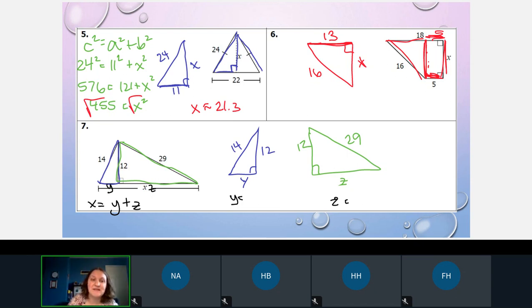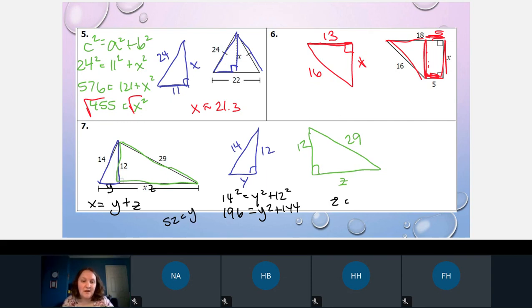So the setup for this would look like 14 squared equals y squared plus 12 squared. 14 squared is 196. 12 squared is 144. And you're going to subtract 144 from both sides. So you get 52 equals y squared. And then you'll take the square root of both sides. And the square root of 52 is about 7.2.